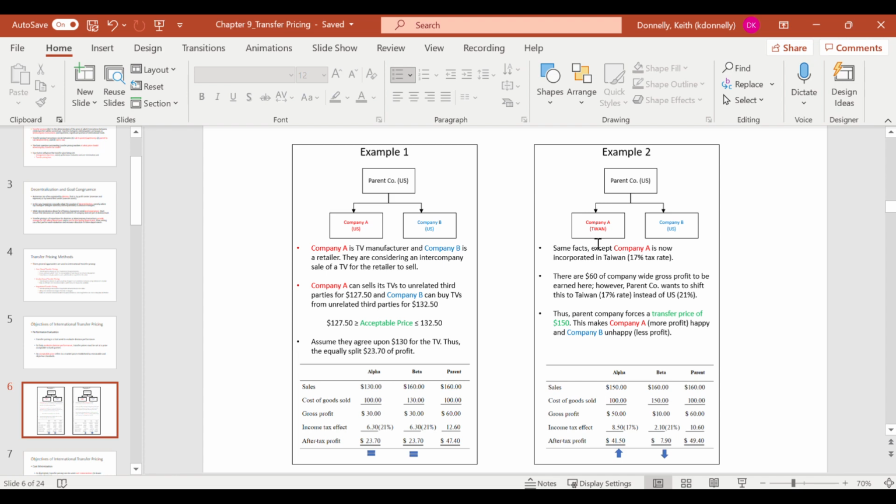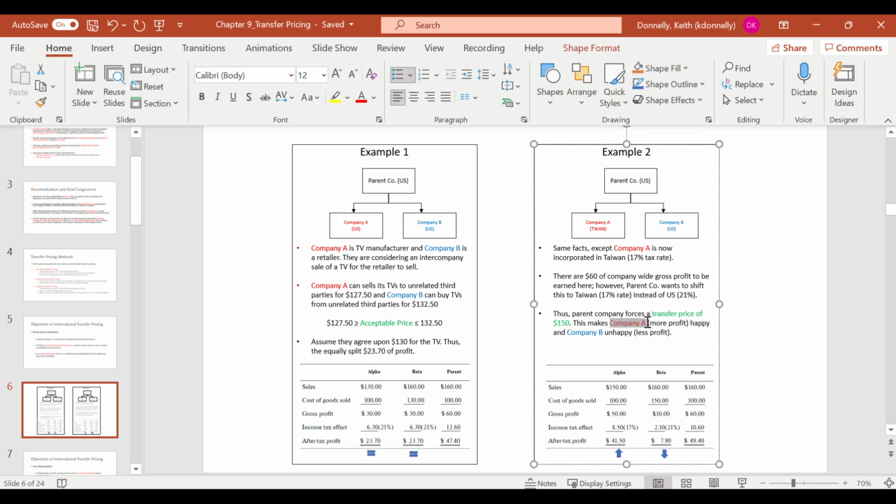Example 2, in distinction, changes the facts. Company A here is based in Taiwan, which has a 17% tax rate, and company B is based in the USA, which has a 21% tax rate. Now, overall, there's $60 of profits to split between this transaction, right? And what the parent company does is they come in and they say, hey, we want to take advantage of this low tax rate, this 17% tax rate in Taiwan, instead of paying 21% in the US. So we're going to come in and force a transfer price of $150.